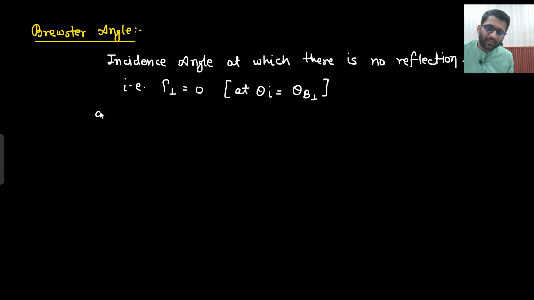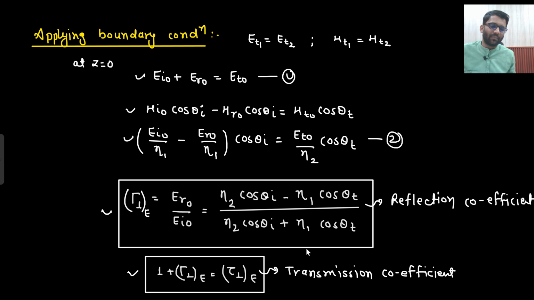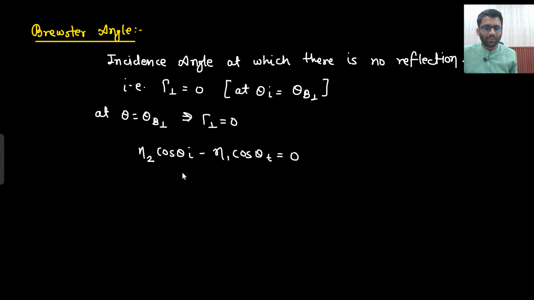So at theta equal to Brewster angle, what will happen? Your gamma perpendicular will be 0. What is your gamma perpendicular? Eta 2 cos theta I minus eta 1 cos theta T is equal to 0. Basically this numerator will go to 0. There should be no reflection. All of it should be transmitted. Is that clear to you? So from here what you are going to get? Eta 2, this is eta, okay, so I should write eta in this manner. Eta 2 cos theta I is equal to eta 1 cos theta t.